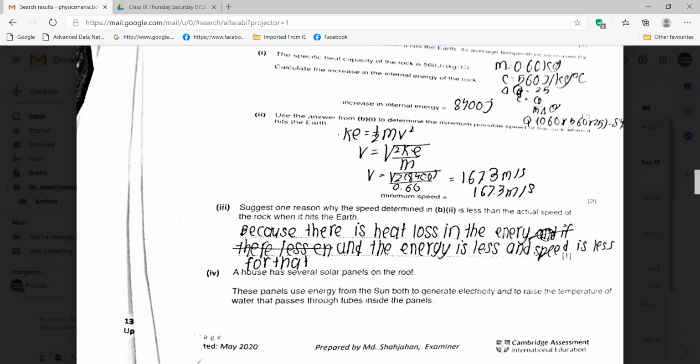So here you write heat is lost in the surrounding. And what you wrote here, because there is heat loss in the surrounding. That's it. Don't write this energy. Okay, sir. Just here write heat energy, then you write surrounding. Okay, sir. Now continue.